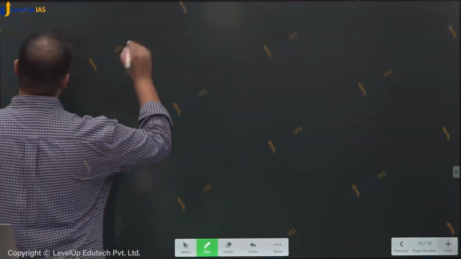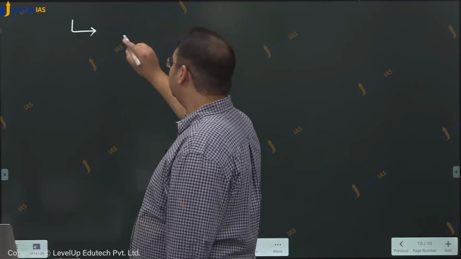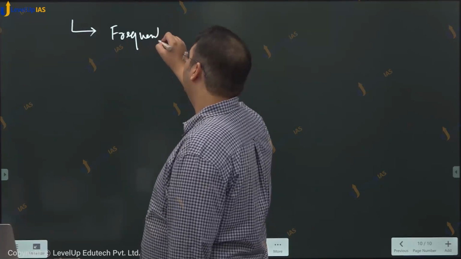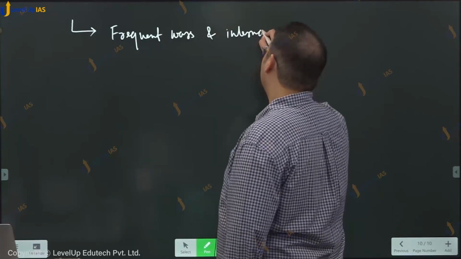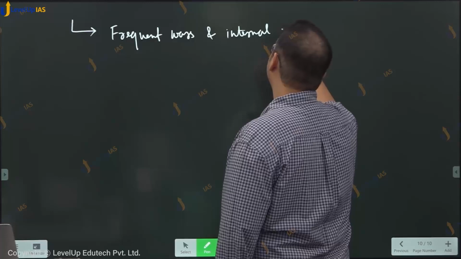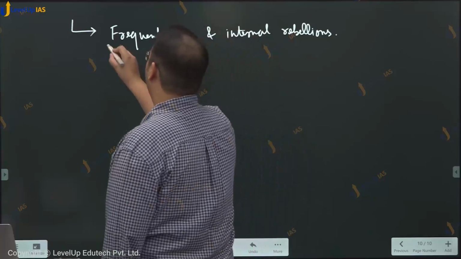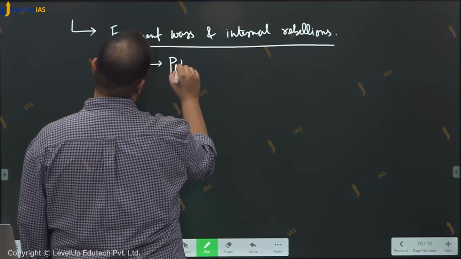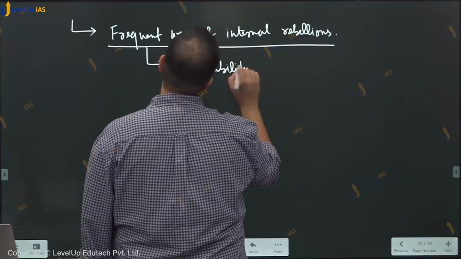Secondly, it is argued that the history of the Delhi Sultanate is characterized by frequent wars and internal rebellions, causing a great degree of political instability.